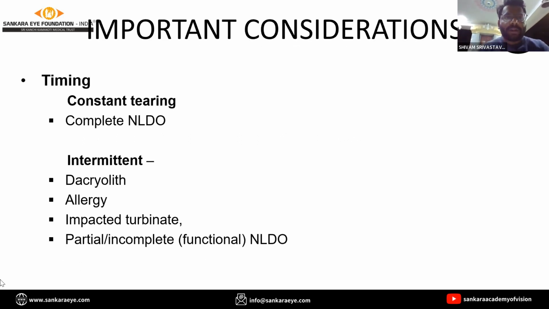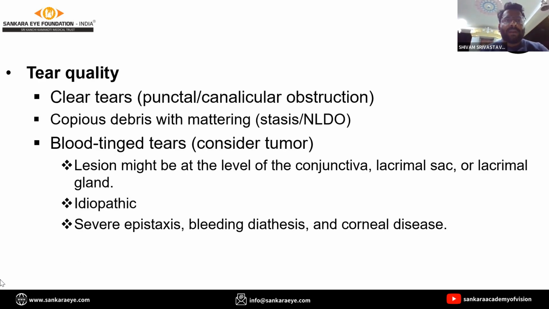There are certain important considerations. Timing: if there is constant tearing, it is indicative of complete NLDO. If it is intermittent, it could be because of dacryolithiasis, an impacted stone, or incomplete or partial NLDO. Tear quality: if clear tears are present, it is punctal or canalicular obstruction. If there is copious debris with matting, it is primarily because of NLD obstruction. Blood-stained tears, if present, mean a tumor has to be ruled out.